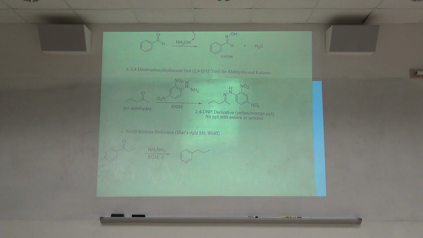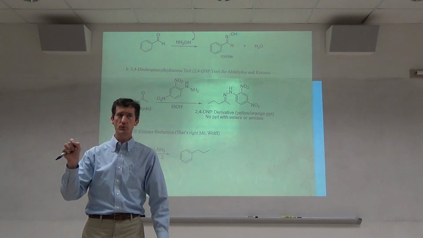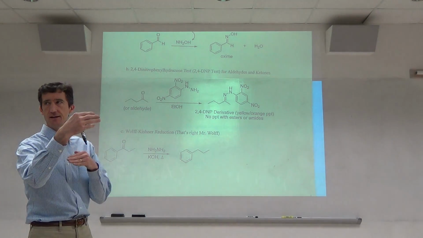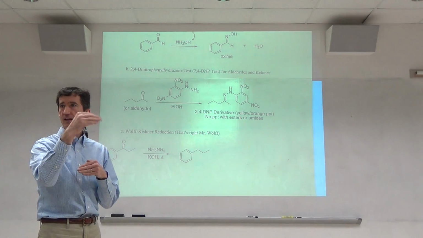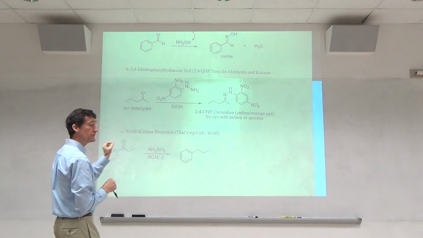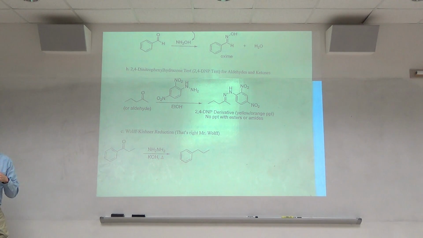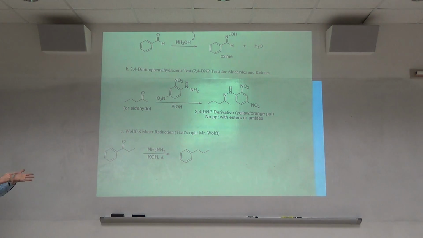C, Wolff-Kishner reduction. Have we seen that before? During test 2, Wolff-Kishner was to take a ketone, remove the oxygen, and have the CH2. We did Friedel-Crafts, made the acyl, then removed the oxygen to get the alkyl. Remember that 2-step sequence? We had 3 ways to do it: Clemmensen reduction, which was zinc, mercury, and HCl; hydrogenation, you could also do it; and the 3rd way was Wolff-Kishner.